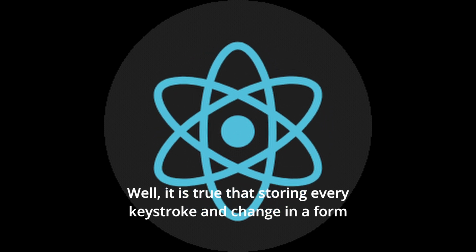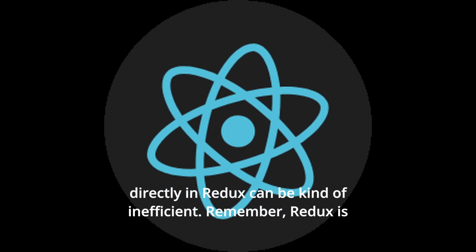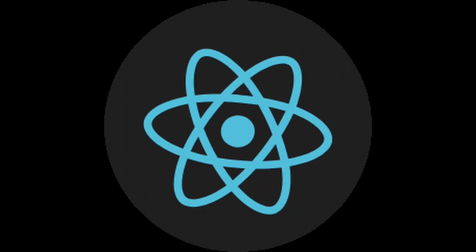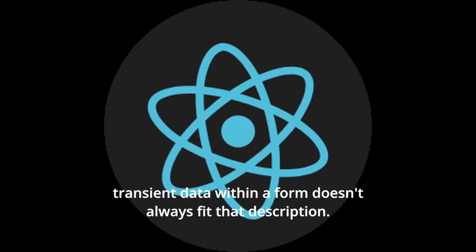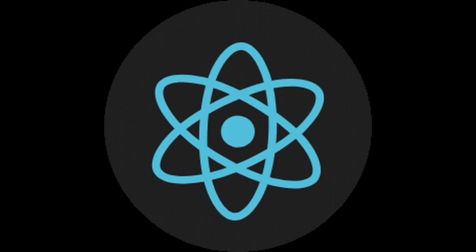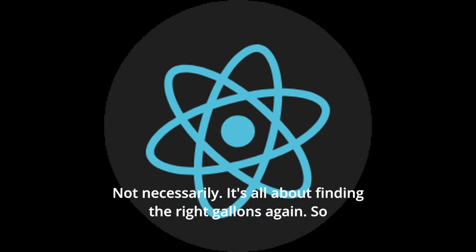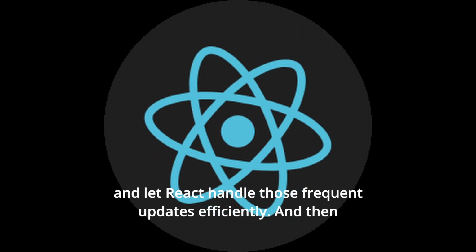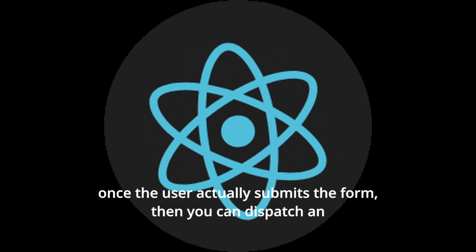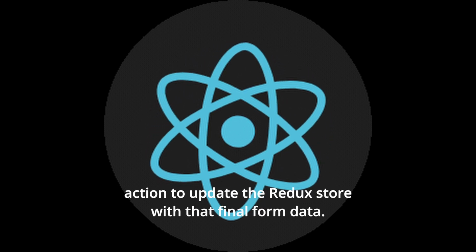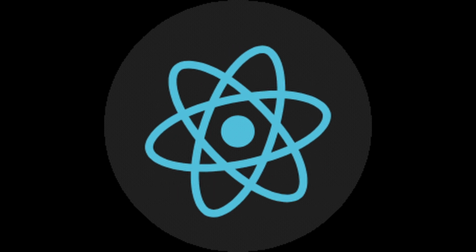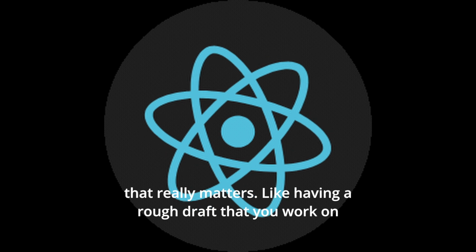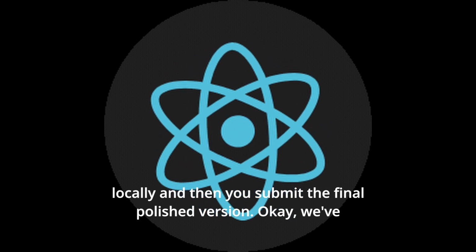Well, it is true that storing every keystroke and change in a form directly in Redux can be kind of inefficient. Remember, Redux is really designed for managing global application state, and the transient data within a form doesn't always fit that description. So avoid Redux with forms completely? Not necessarily. It's all about finding the right balance again. The best approach is to keep that form state local to the component and let React handle those frequent updates efficiently. And then, once the user actually submits the form, you can dispatch an action to update the Redux store with that final form data. So you're keeping your Redux store lean and focused on the data that really matters, like having a rough draft that you work on locally, and then you submit the final polished version.